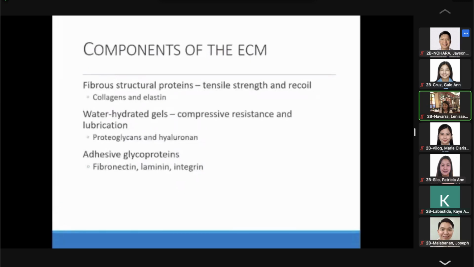The extracellular matrix is composed of fibrous structural proteins that give tensile strength and allow recoil, such as collagens and elastin. It's also composed of water-hydrated gels that allow compressive resistance and lubrication, such as proteoglycans and hyaluronan. And it is also composed of adhesive glycoproteins, which connect the extracellular matrix to one another, such as from cells to cells. Examples of these are fibronectin, laminin, and integrin, which were previously mentioned.